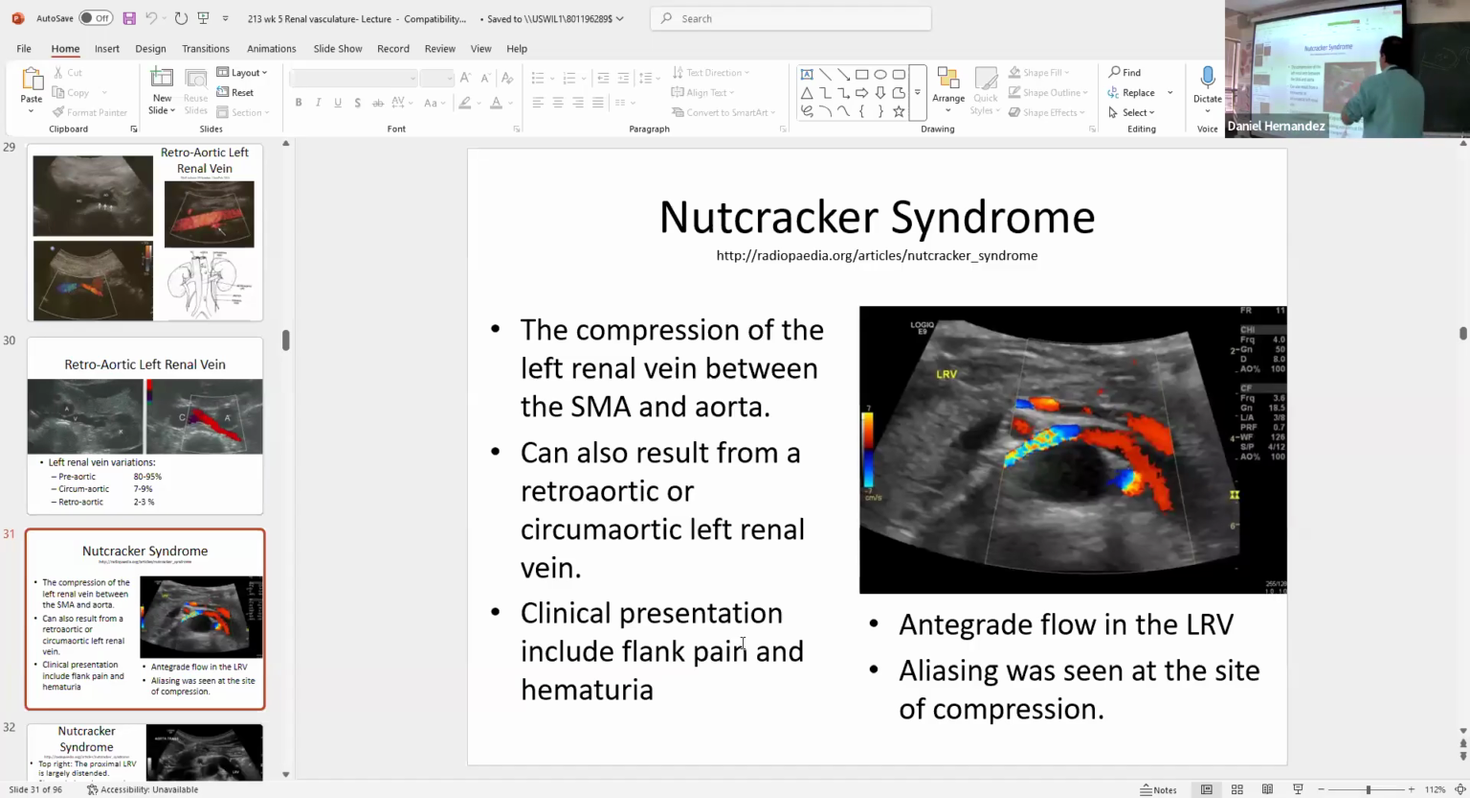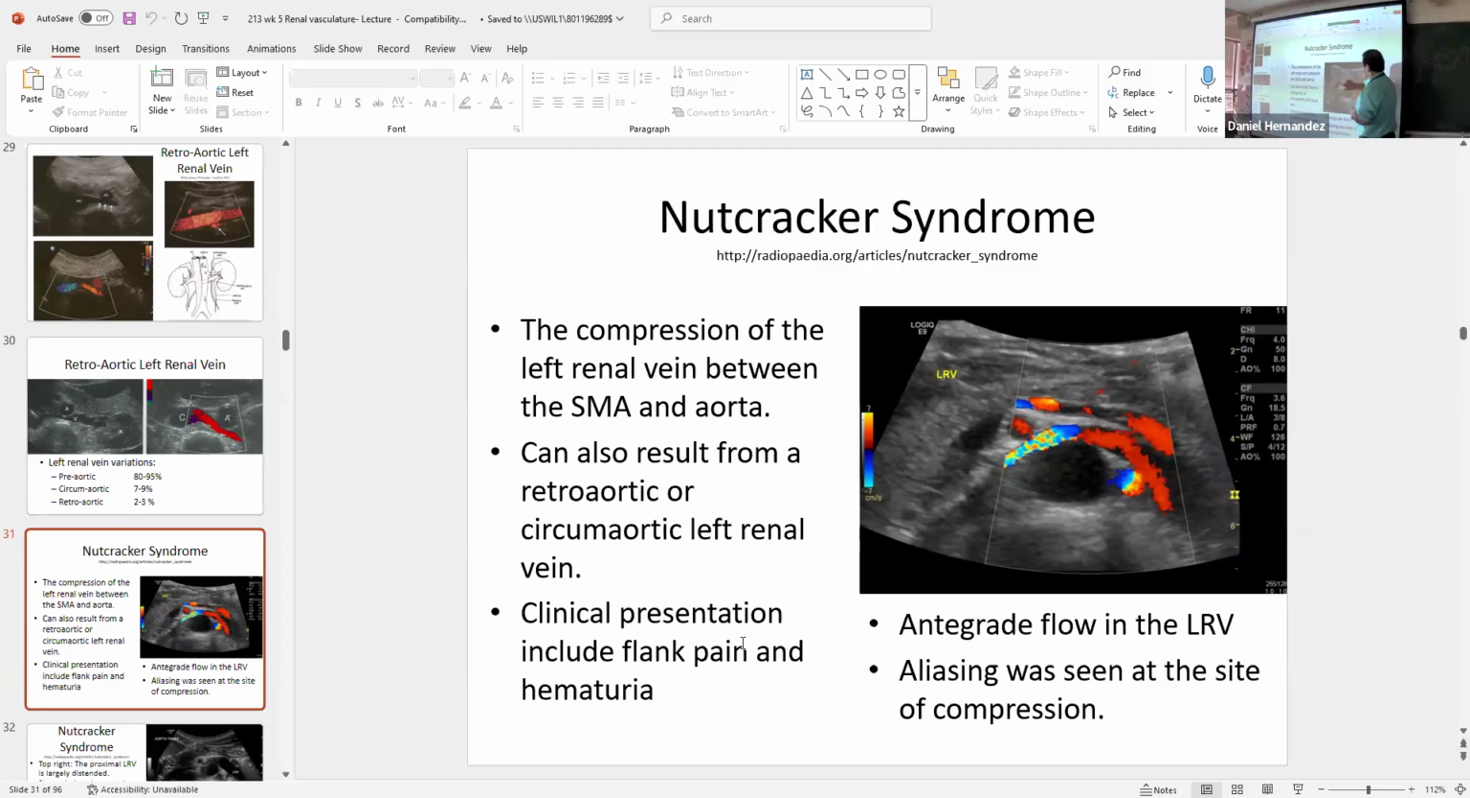All right, so nutcracker syndrome. The DMS students are very familiar with nutcracker syndrome. They always talk about it. This is compression of the left renal vein between the SMA and the aorta. Because it's coursing in between those two vessels, we can sometimes wind up with compression of the vein in between those two vessels.